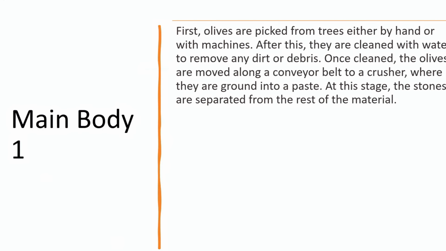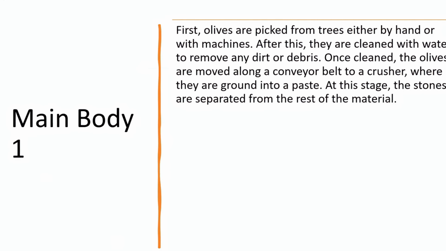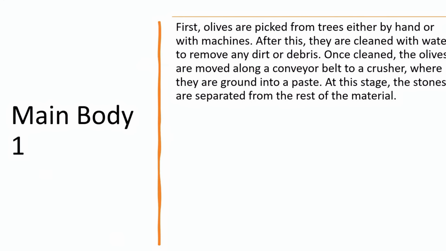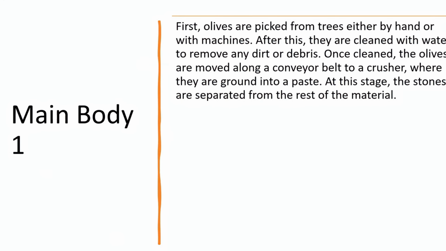First, olives are picked from trees, either by hand or with machines. After this, they are cleaned with water to remove any dirt or debris. Once cleaned, the olives are moved along a conveyor belt to a crusher where they are ground into a paste. At this stage, the stones are separated from the rest of the material. So this is quite a good answer.